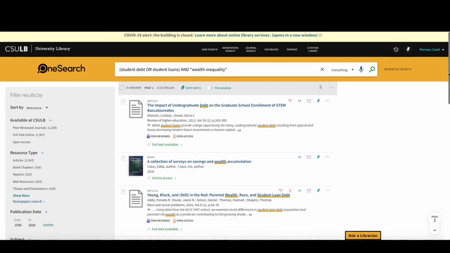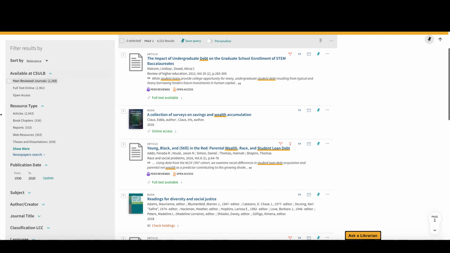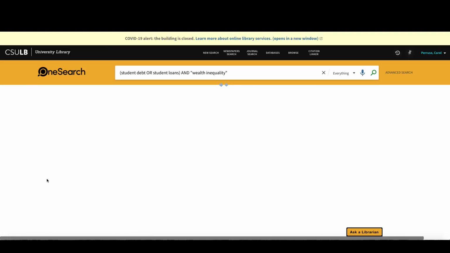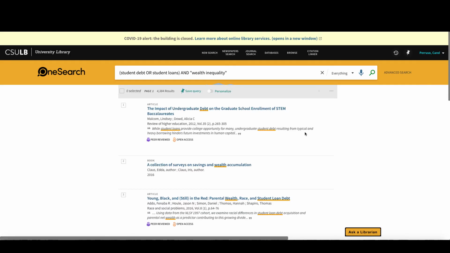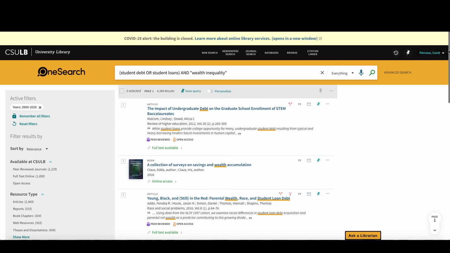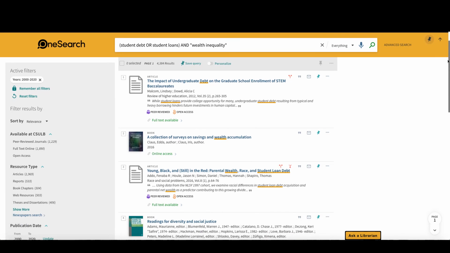The next thing that we're going to do to filter our results is go over to the left to the various filters. The first thing I suggest you do is look at the date. We probably don't need things back to 1930. So I'm going to change this to 2000, the last 20 years. Sometimes your professors will ask you to have research within a certain period of time. That knocked out a little bit, but not too much.